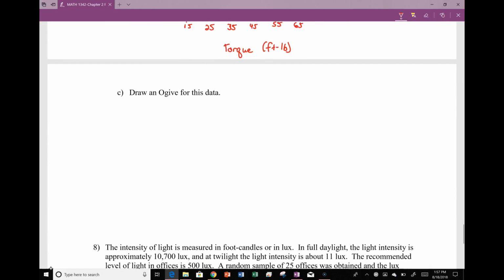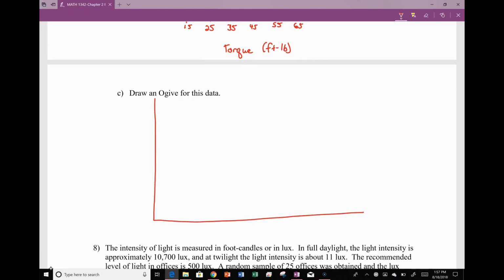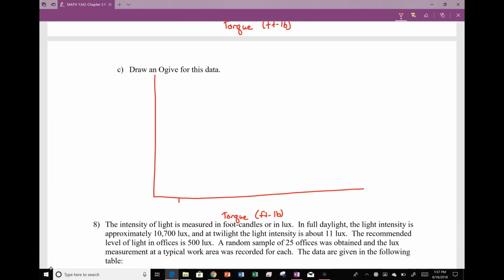I would also like to draw an ogive. Remember, it's an ogive. I'm going to draw my vertical and my horizontal axes. I'm still discussing torque in foot-pounds. Now for an ogive, we're actually going to use the upper class limits.